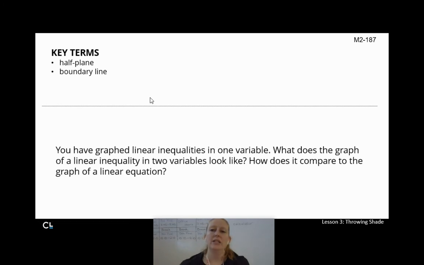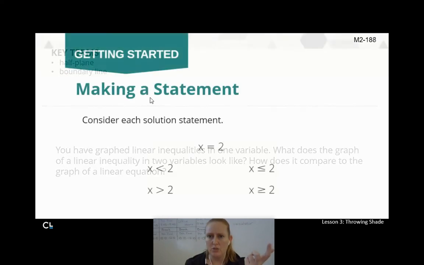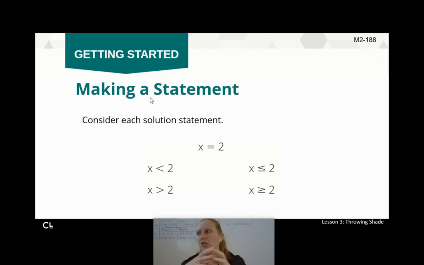So you've graphed linear inequalities in one variable. You just did it on a number line and you had an open circle or closed circle and you colored either to the right or to the left. So what does the graph of a linear inequality in two variables look like when I have an x and a y? And how does that compare to the graph of a linear equation on a coordinate plane? Like I said, there's some similarities, but there's some key differences as well. Just to get our head into the game, on page 188, we have our little getting started activity with these different statements. These all mean something a little different, right?